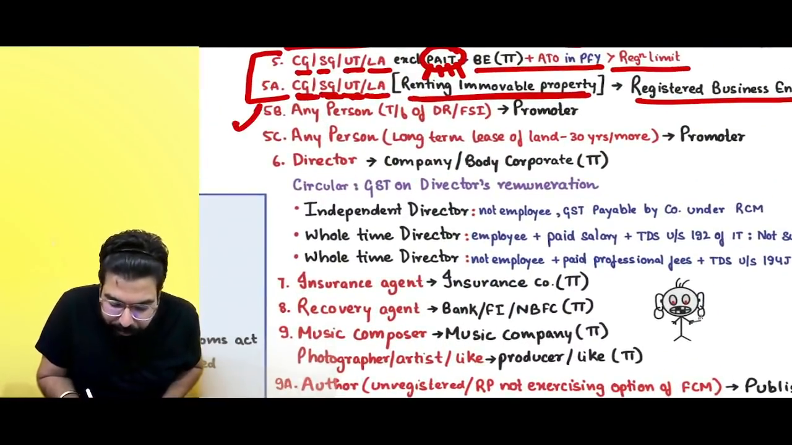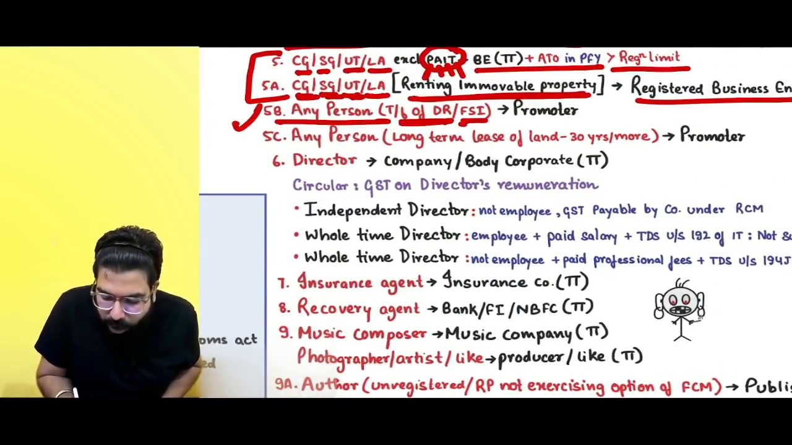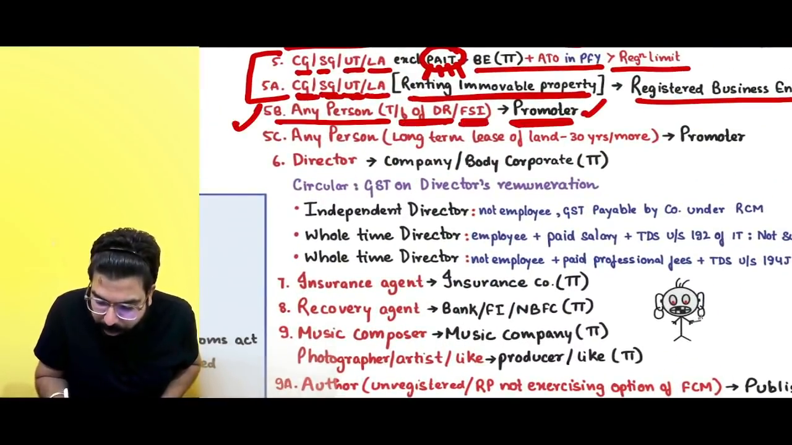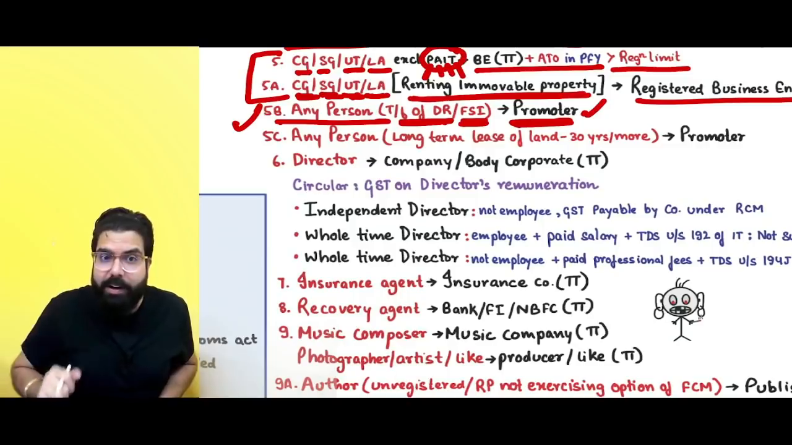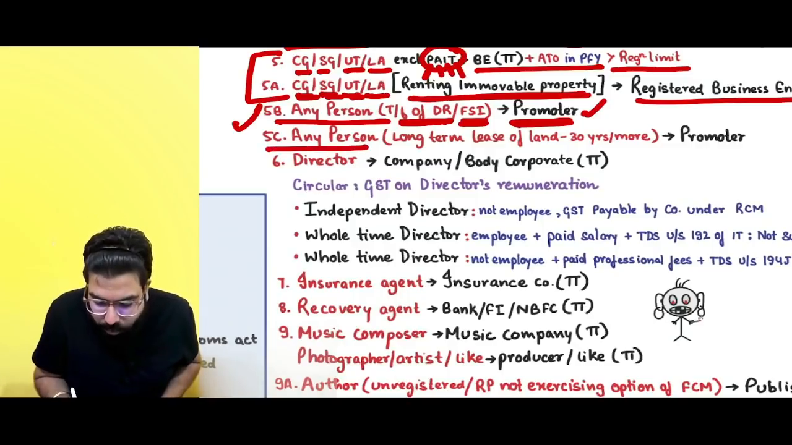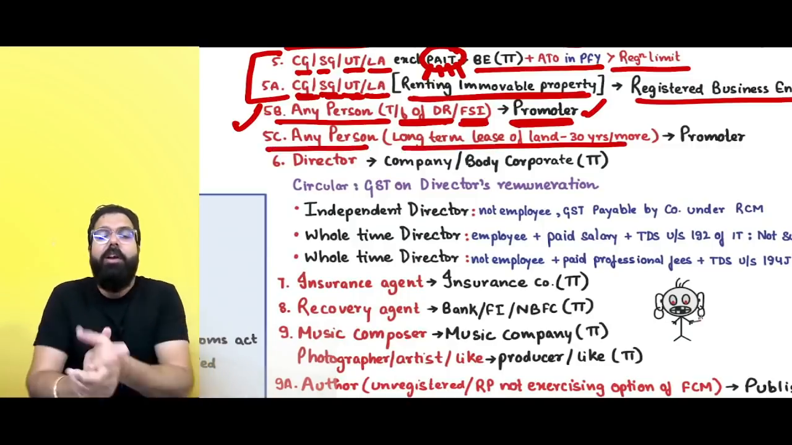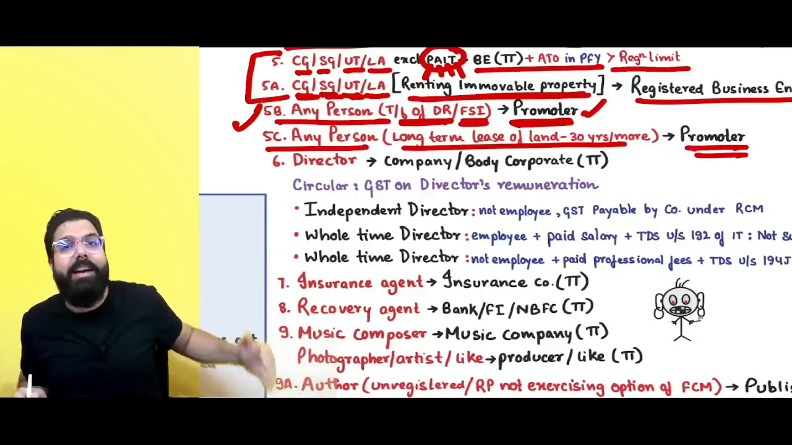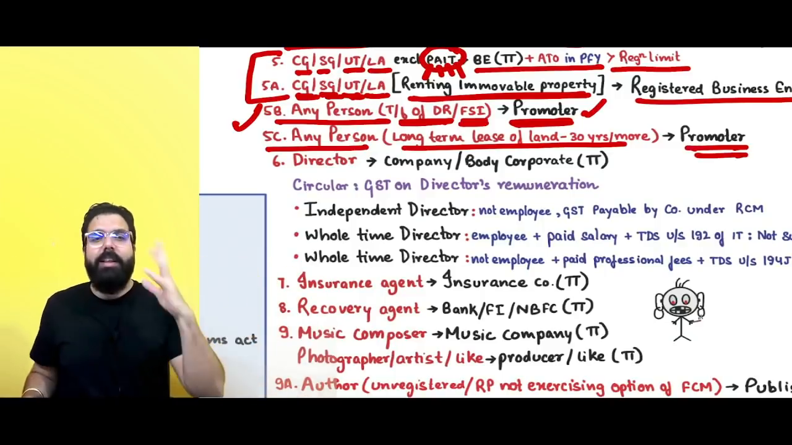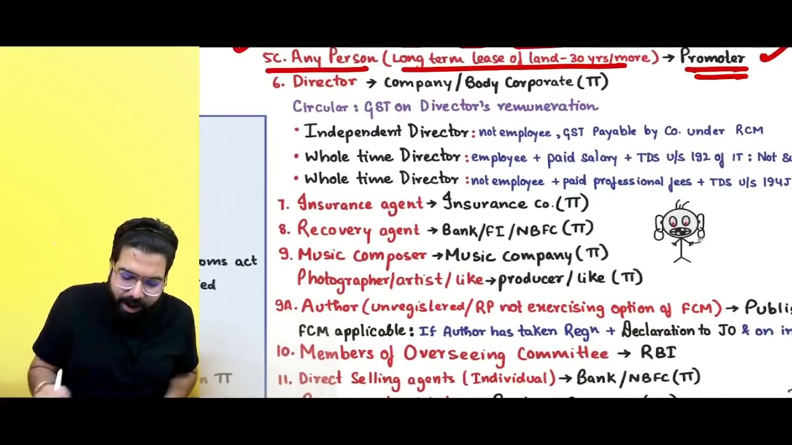Then if any person gives development right or floor space index to a promoter, the promoter will pay the GST under the reverse charge mechanism on that development right or floor space index. Sir, if any person gives a long-term lease of 30 years or more to a promoter, basically I have given my land on long-term lease to a promoter, then the promoter pays the GST under RCM.